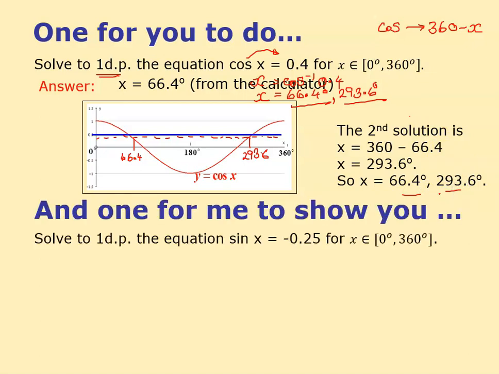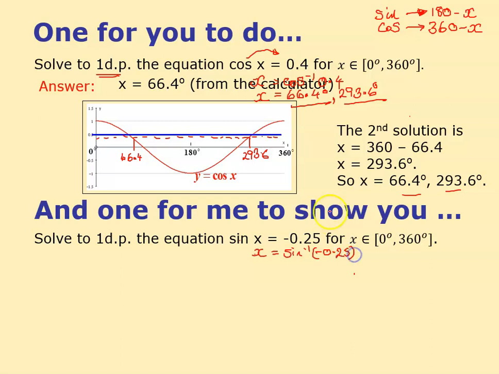So I like that. And now another one for me to show you. So let's do this one as well. Now sine x equals, oh, it's a negative now. Again, this dodgy notation, which we've seen a few times now, answers between 0 and 360. So sine x equals minus 0.25. I can immediately write x equals the inverse sine of minus 0.25.